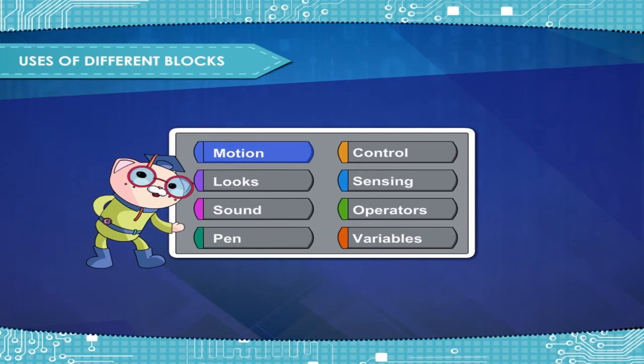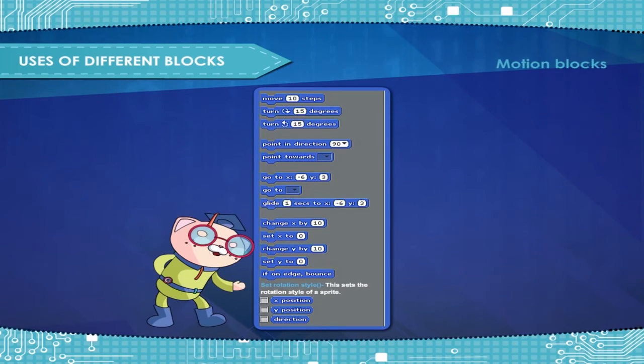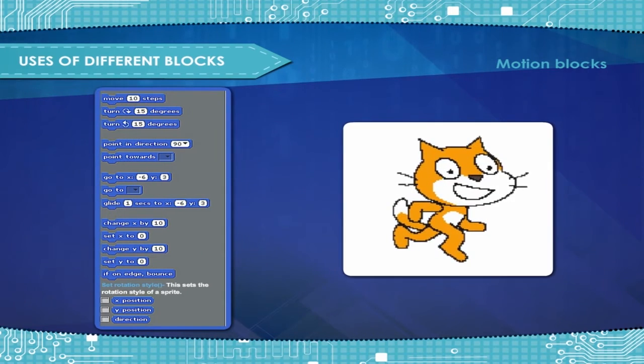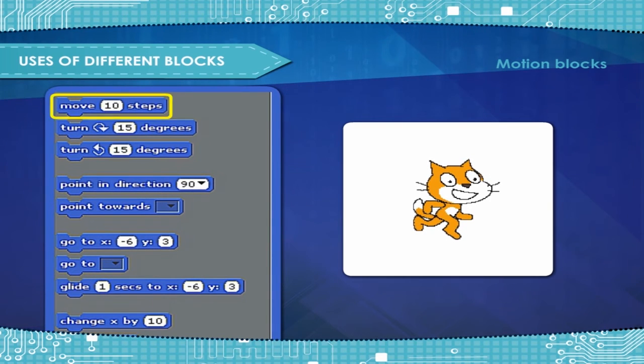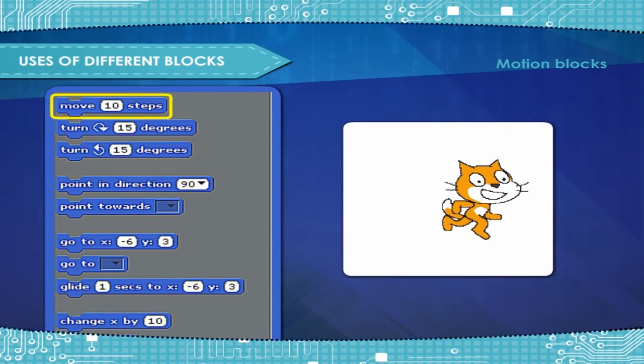Uses of different blocks. Motion blocks. Motion blocks are the blocks that control a sprite's movement. There are different motion blocks in Scratch. Scratch has many motion stack blocks. Move steps. Moves the sprite forward the amount of steps in the direction the sprite is facing.